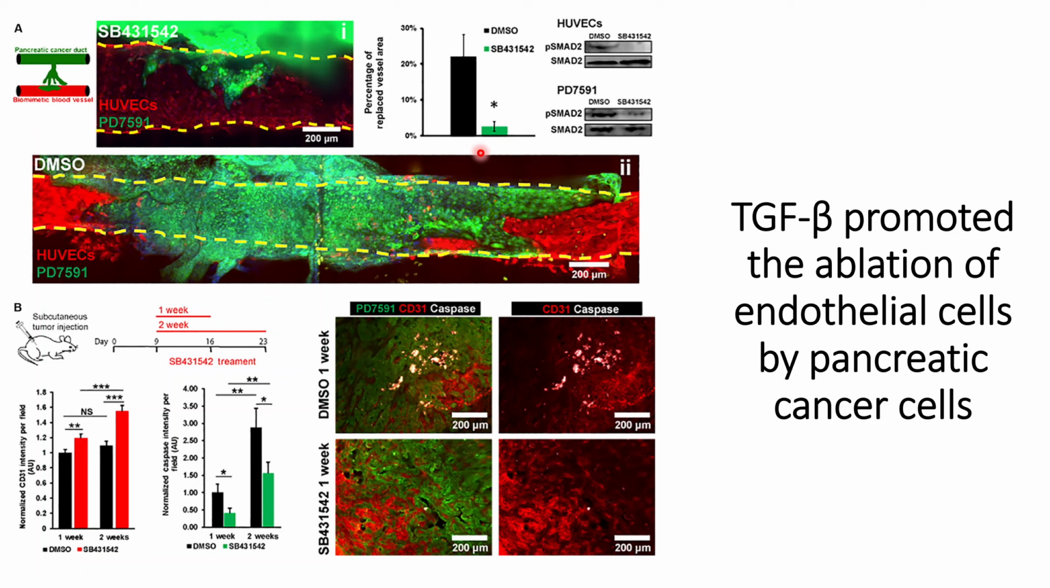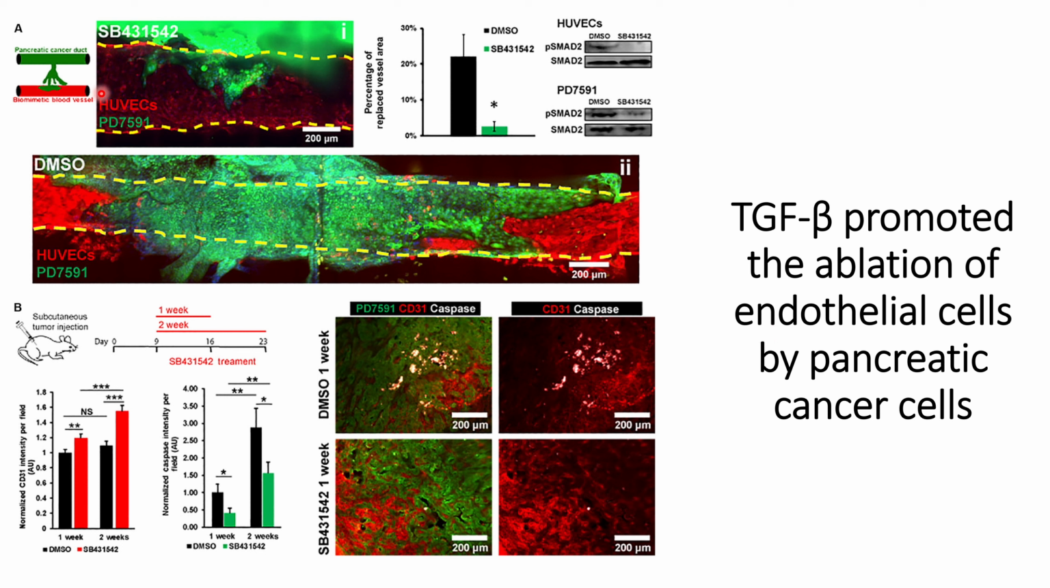Today we will continue our discussion of this biomimetic chip that replicates the pancreatic cancer migrations, and which has been validated by in vivo mouse studies in our previous videos. In this video we will continue to understand why these migrations and this ablation of these endothelial cells occurs. One of the hypotheses that these researchers have tested is whether this TGF-beta promoted the ablation of these endothelial cells by the pancreatic cancers.